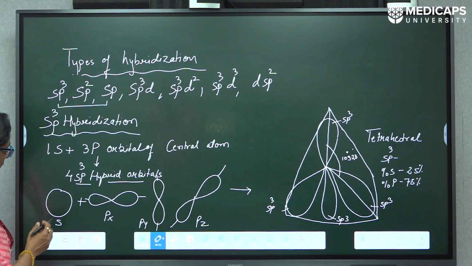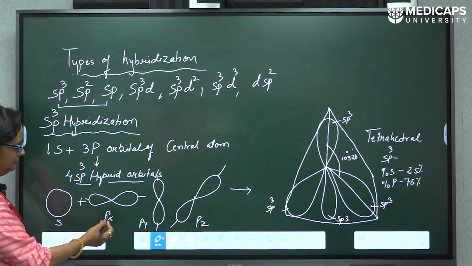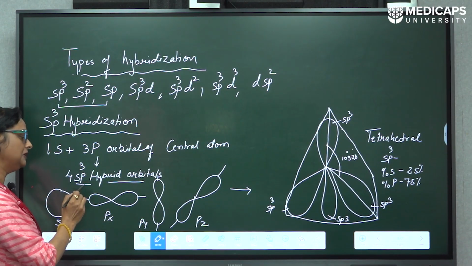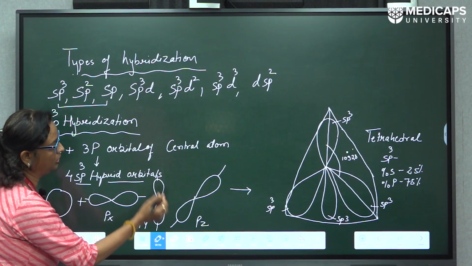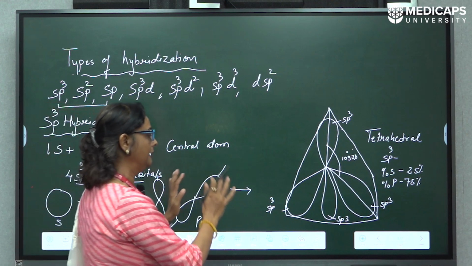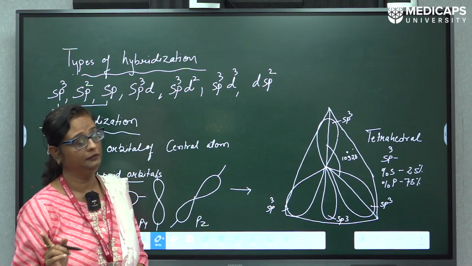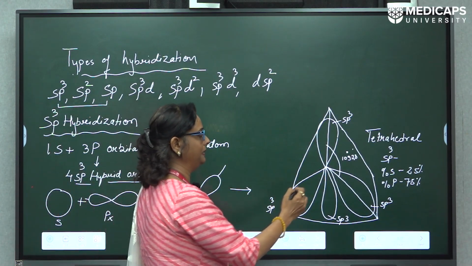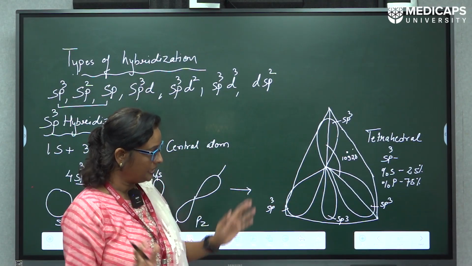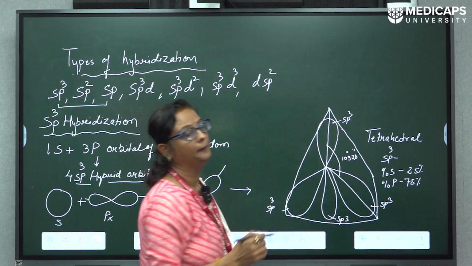For example, we know that the s orbital is spherical in shape, and for p orbitals, there are 3 p orbitals, px, py and pz. In sp3 hybridization, 1s and 3p orbitals take part and intermix together. After the hybridization, the 4 new hybrid orbitals will form. These 4 new hybrid orbitals are tetrahedrally arranged in space with a bond angle of 109 degrees 28 minutes.